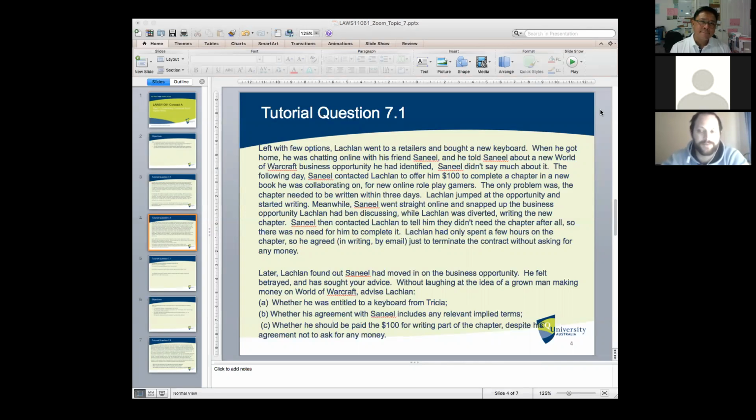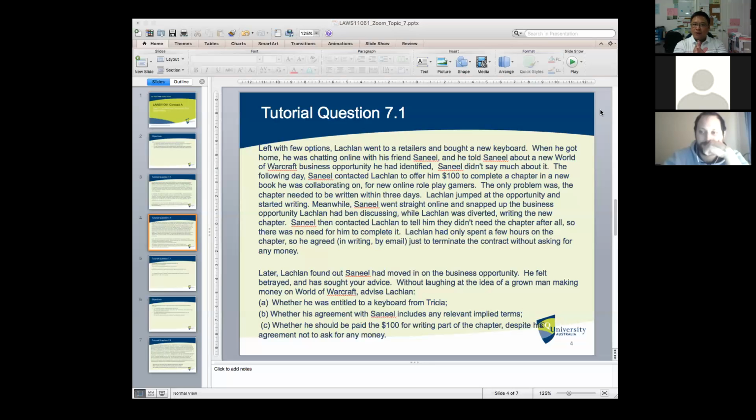Yeah, you could probably construe it as a second contract, because Lachlan is offering to terminate the contract with consideration that he won't take any money. And Sunil is accepting those terms. That's good. So that's correct. We should look at it as a second contract.